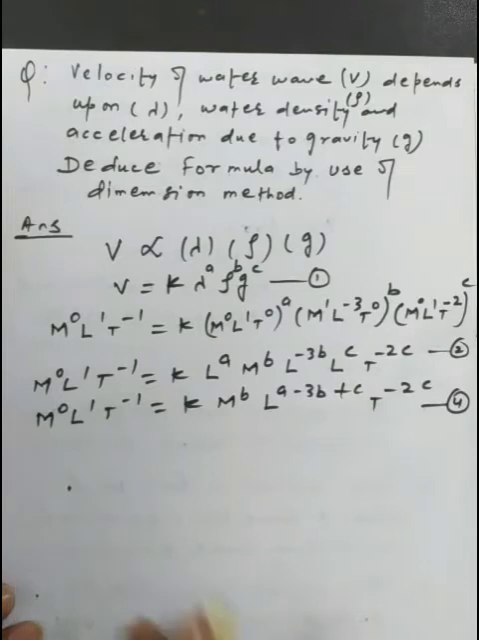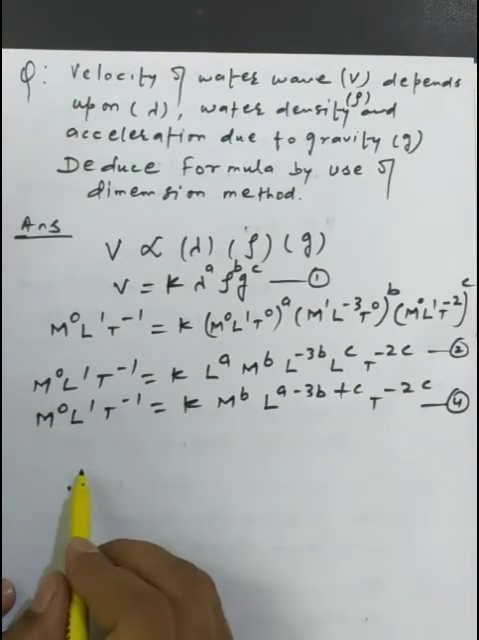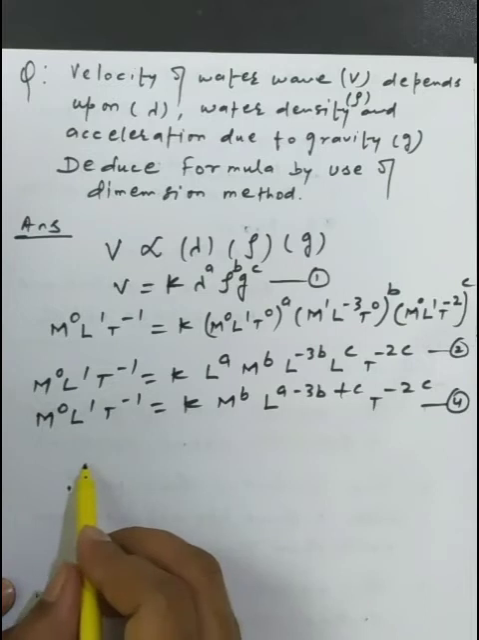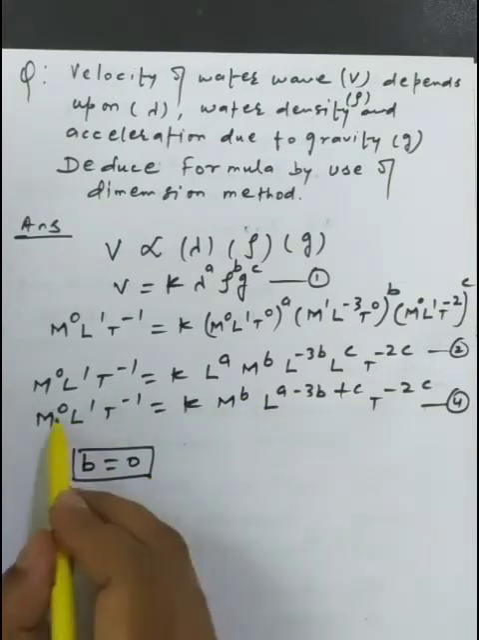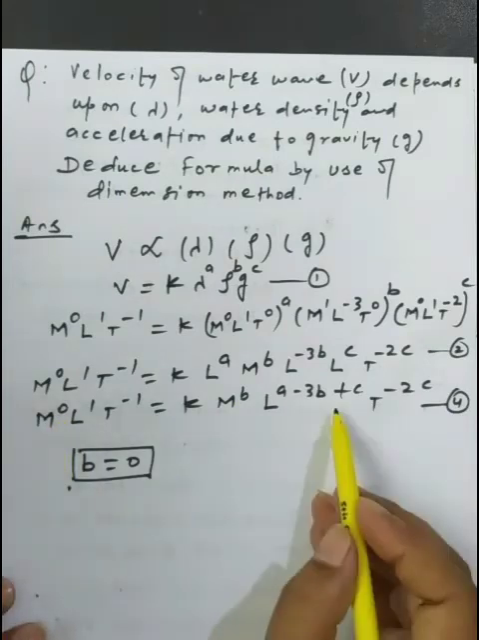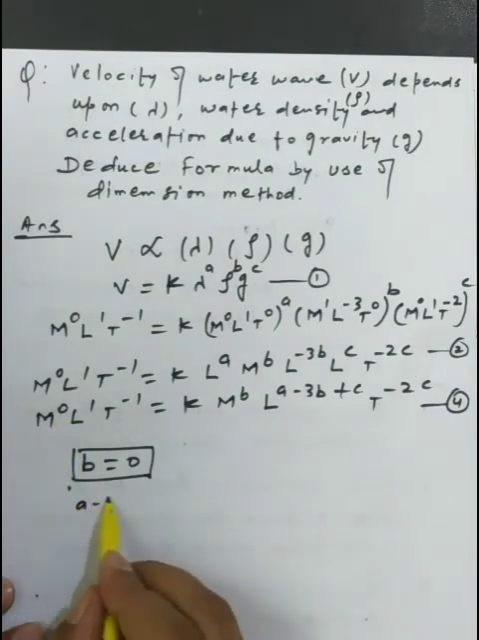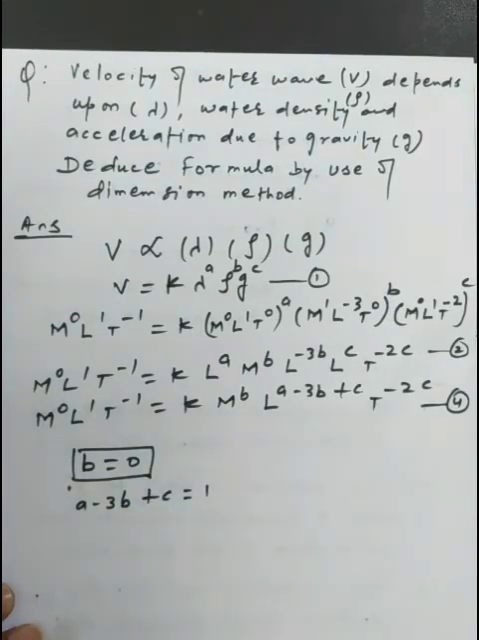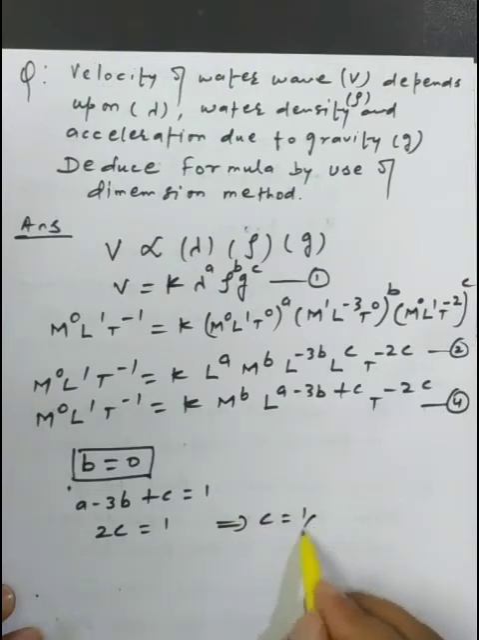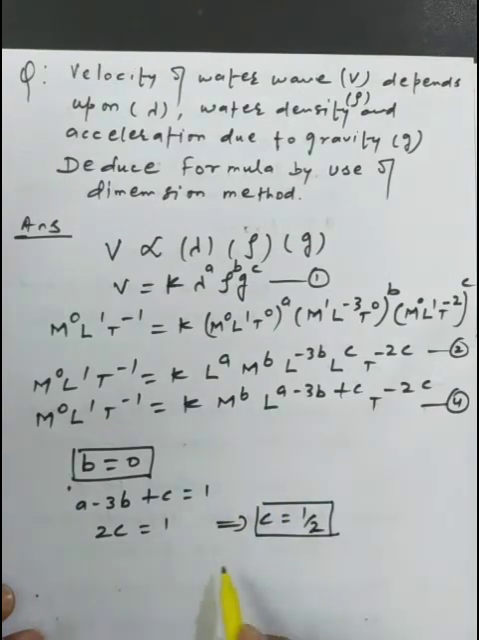Now we equate the powers. By comparing the power of M, we get b equal to 0. Comparing the power of L, we get a minus 3b plus c equal to 1. For T, minus 2c is equal to minus 1, so we get c equal to 1 by 2. So c is equal to 1 by 2, and b is equal to 0, which we already got.